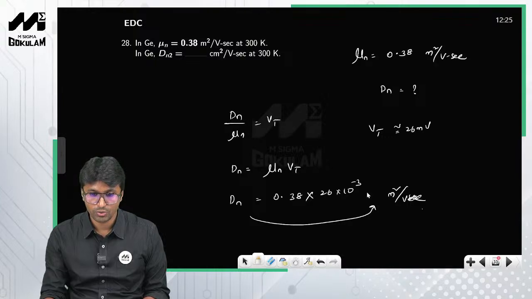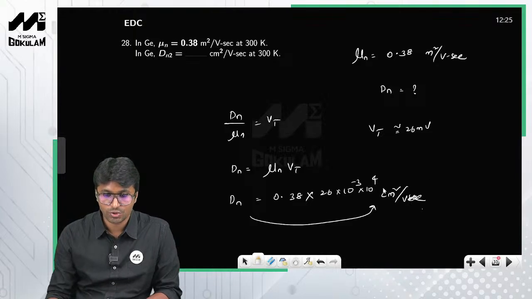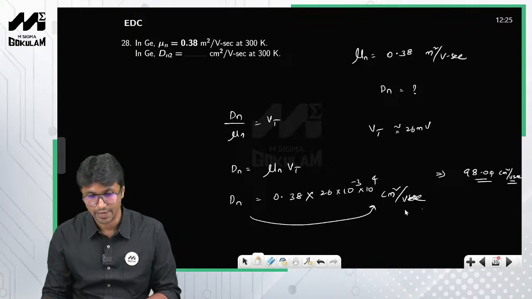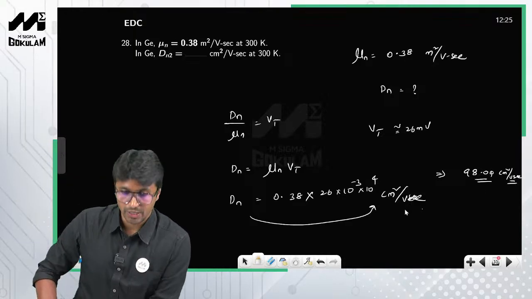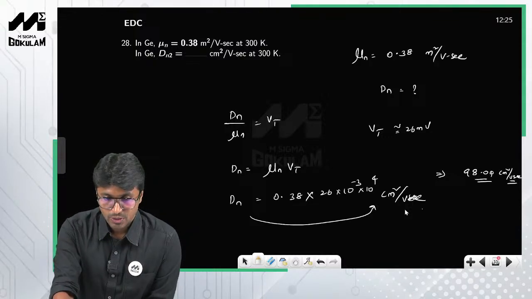So what you need to do is convert this into centimeters. How do you convert that? Multiply it with 10 raised to 4, so that becomes centimeter square per volt second. That gives you the answer. When you solve it, it comes out as 98.04 centimeter square per volt second. This is how you solve this particular problem. Now let us move on to the next question.